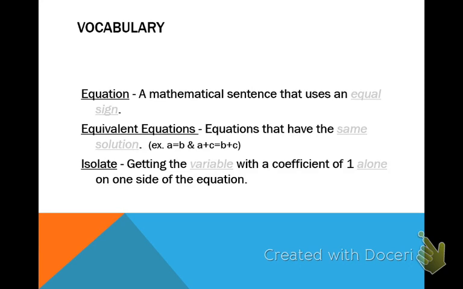Another vocabulary term for you is isolate. If we want to isolate a variable, which is what we're going to want to do when solving, it means getting the variable with a coefficient of 1 alone on one side of the equation. And we'll talk about some ways to do that.